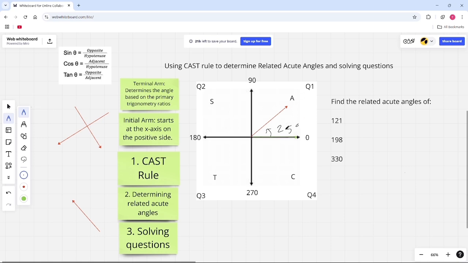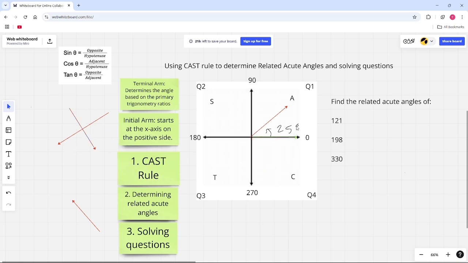Now we always read this Cartesian plane, or the terminal arm, going counterclockwise. However, it can also go clockwise. However, that'll be a negative angle because it's going in the opposite direction.